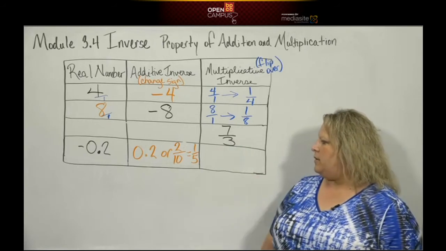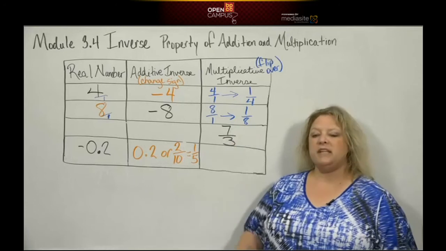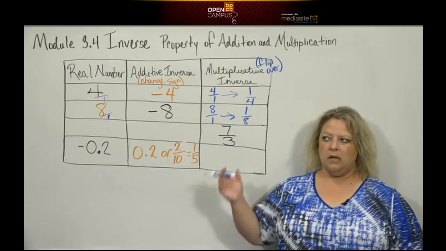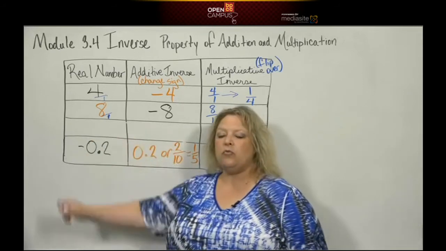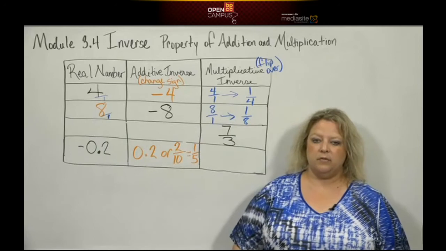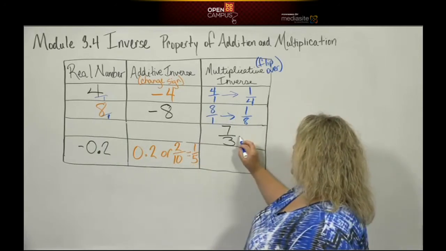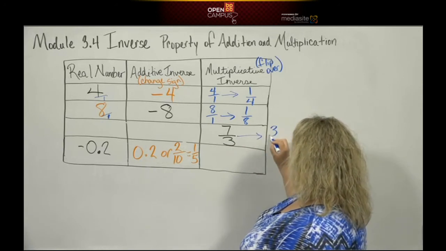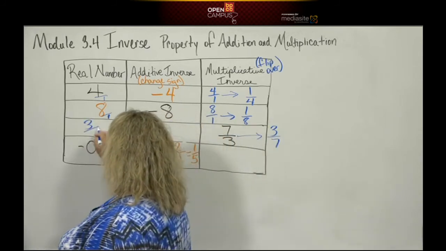Now let's go to this one. I have 7/3. Well, if 7/3 is already the multiplicative inverse, how can I get back from the multiplicative inverse to the original number? What would I do? Flip it back over. So I can take 7/3 and I can flip it back over to 3/7, and that is my original number.